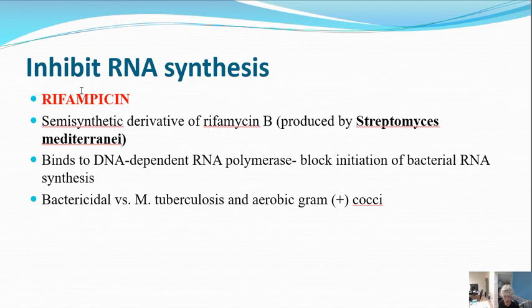RNA synthesis: rifampicin. This is also used for TB. The semi-synthetic derivative of rifamycin B, it binds to the DNA-dependent RNA polymerase and blocks initiation of bacterial RNA synthesis. So this is one of the drugs used in tuberculosis, and for anaerobic gram-positive cocci.